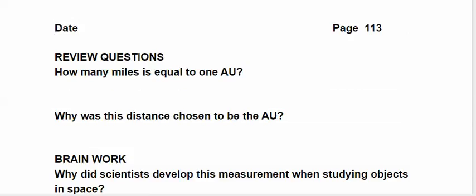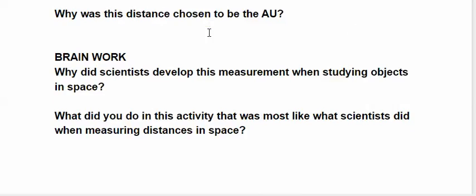Next page, 113. You're going to answer these review questions. You may restate the review question within your answer, or you can write the question and the answer. It's up to you. The brain work question, remember this is stuff that you're not going to find in there. You're going to have to think this one up. It says, why did scientists develop this measurement, that's the AU, when studying objects in space? What do you think their reason was for developing it?